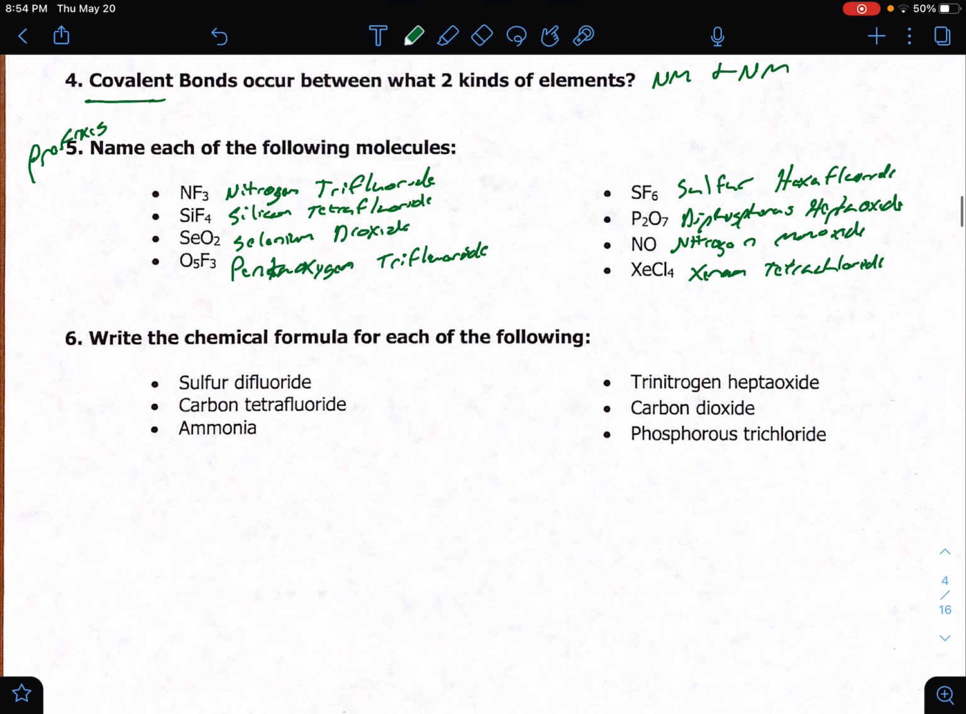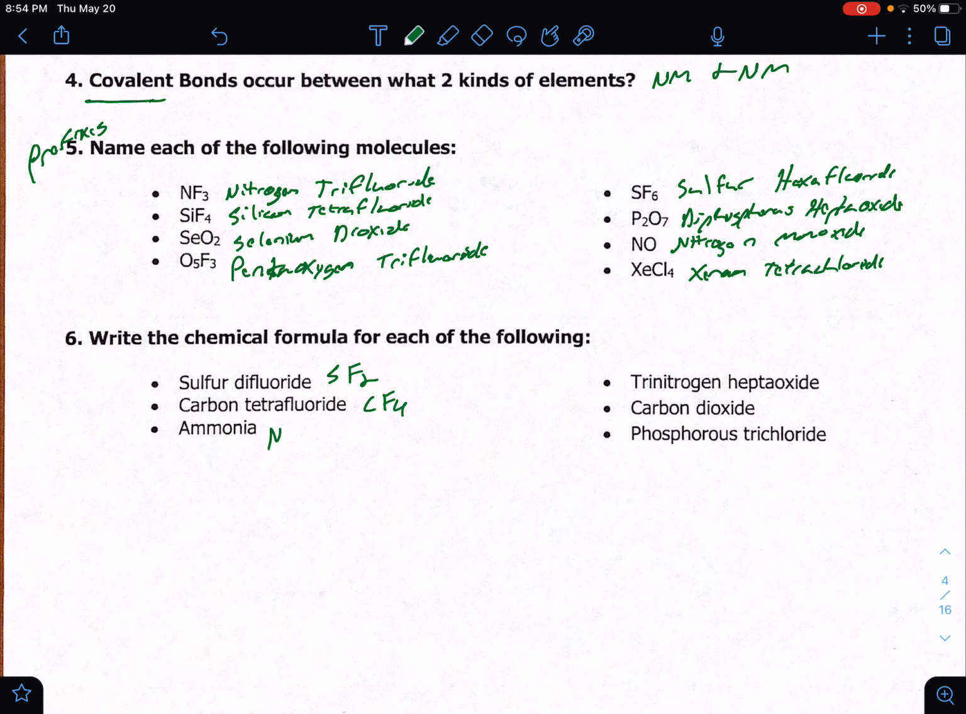Write the chemical formula for each of the following. Now we can actually look at this. Sulfur, if there's nothing there, that means it's just mono, so that would just be 1 sulfur. Difluoride, di is 2, so this would be SF2. Next one, carbon tetrafluoride, so this would be C, and then F4.